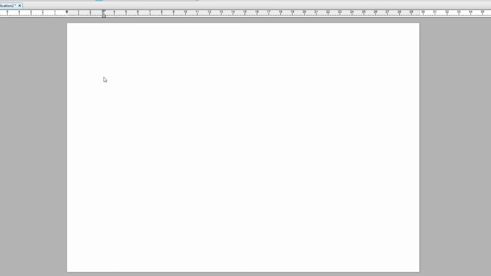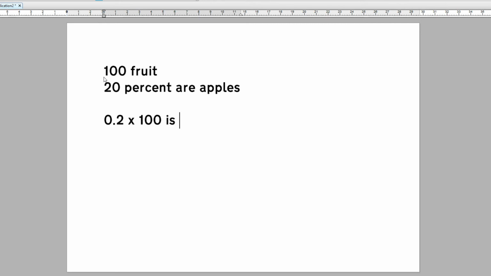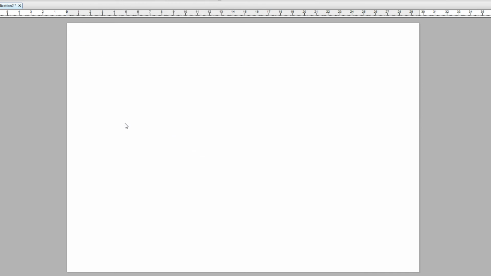To find a percentage of something, though, you just multiply whatever it is by the percentage. So let's say I've got 100 fruit and 20% are apples. Now if I'm trying to find out how many apples there are, I convert the percentage into a decimal, so 0.2, times by 100 is 20 apples. Alright, seems straightforward enough.